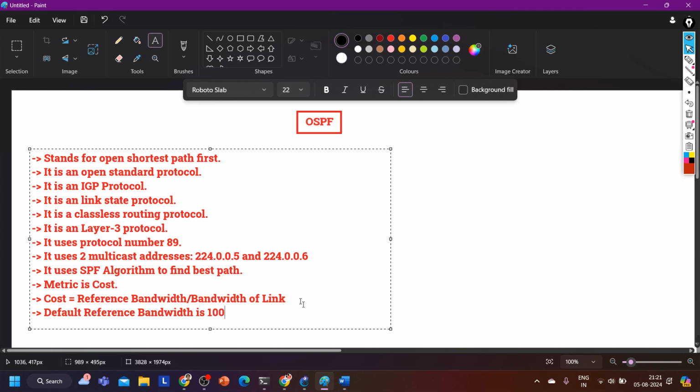Bandwidth is 100. Then, anything else? So cost on serial link will be what? Actually cost on serial link is going to be 64, right? Cost on the fast Ethernet link is going to be 1.